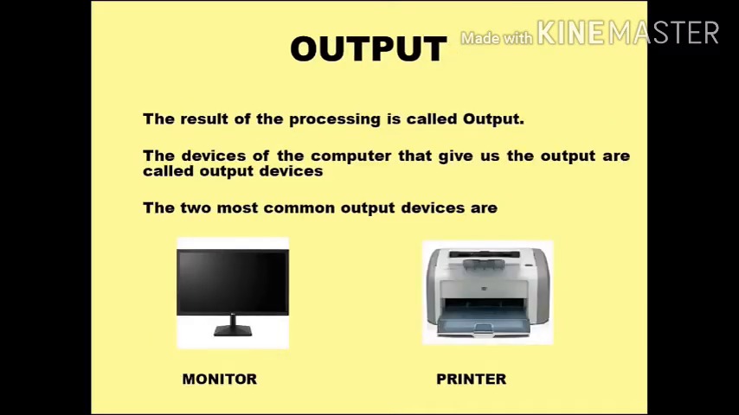Output. The result of the processing is called output. The devices of the computer that give us the output are called output devices. The two most common output devices are monitor and printer.